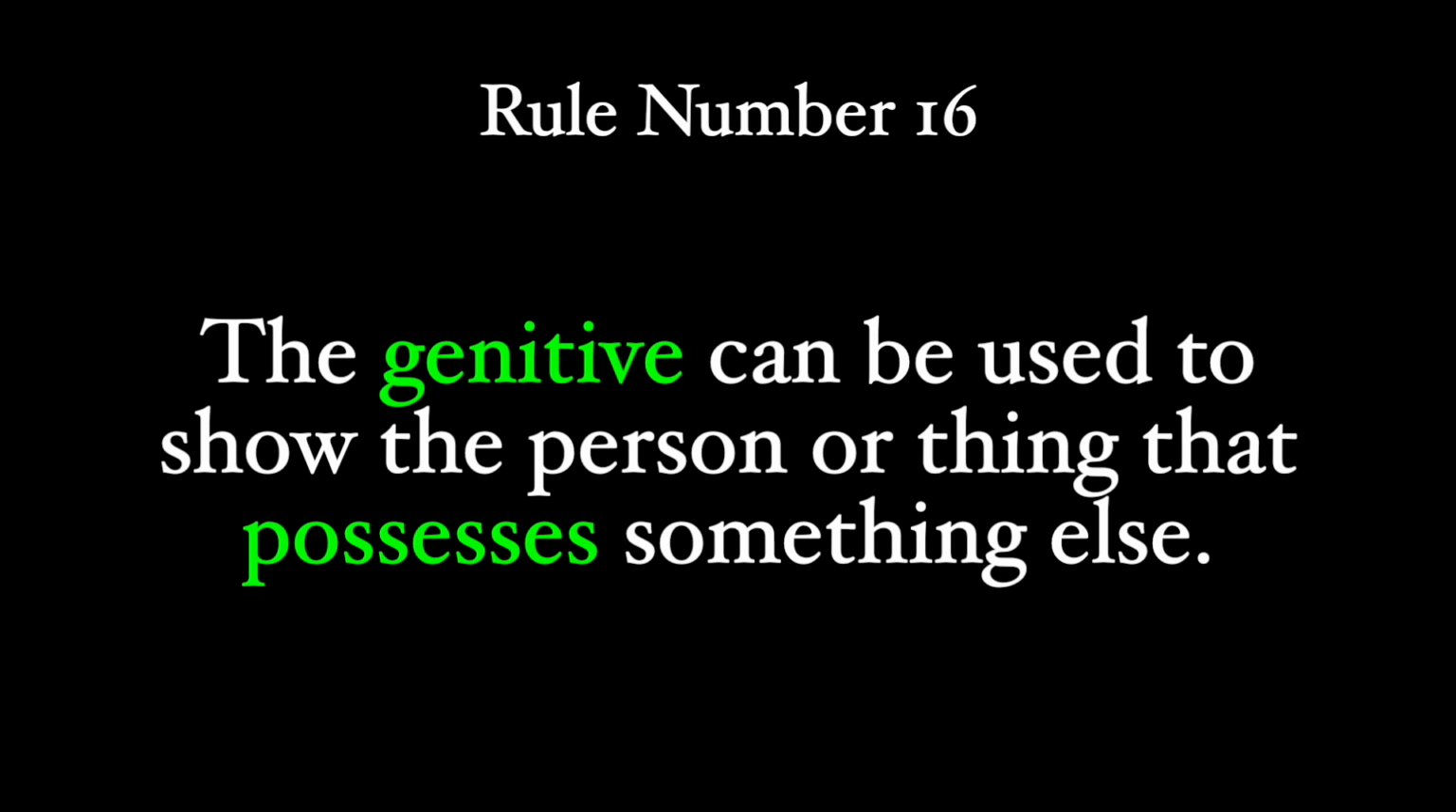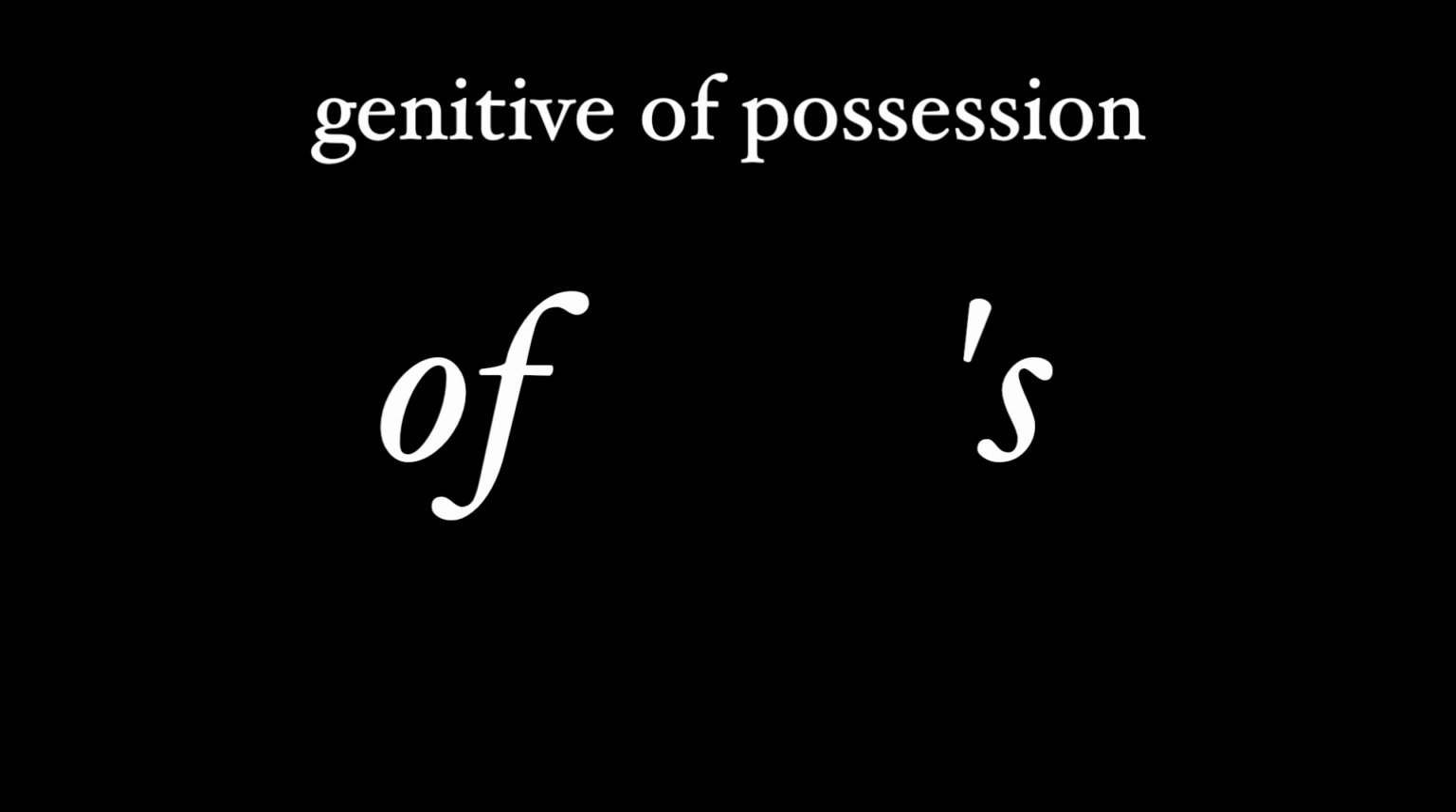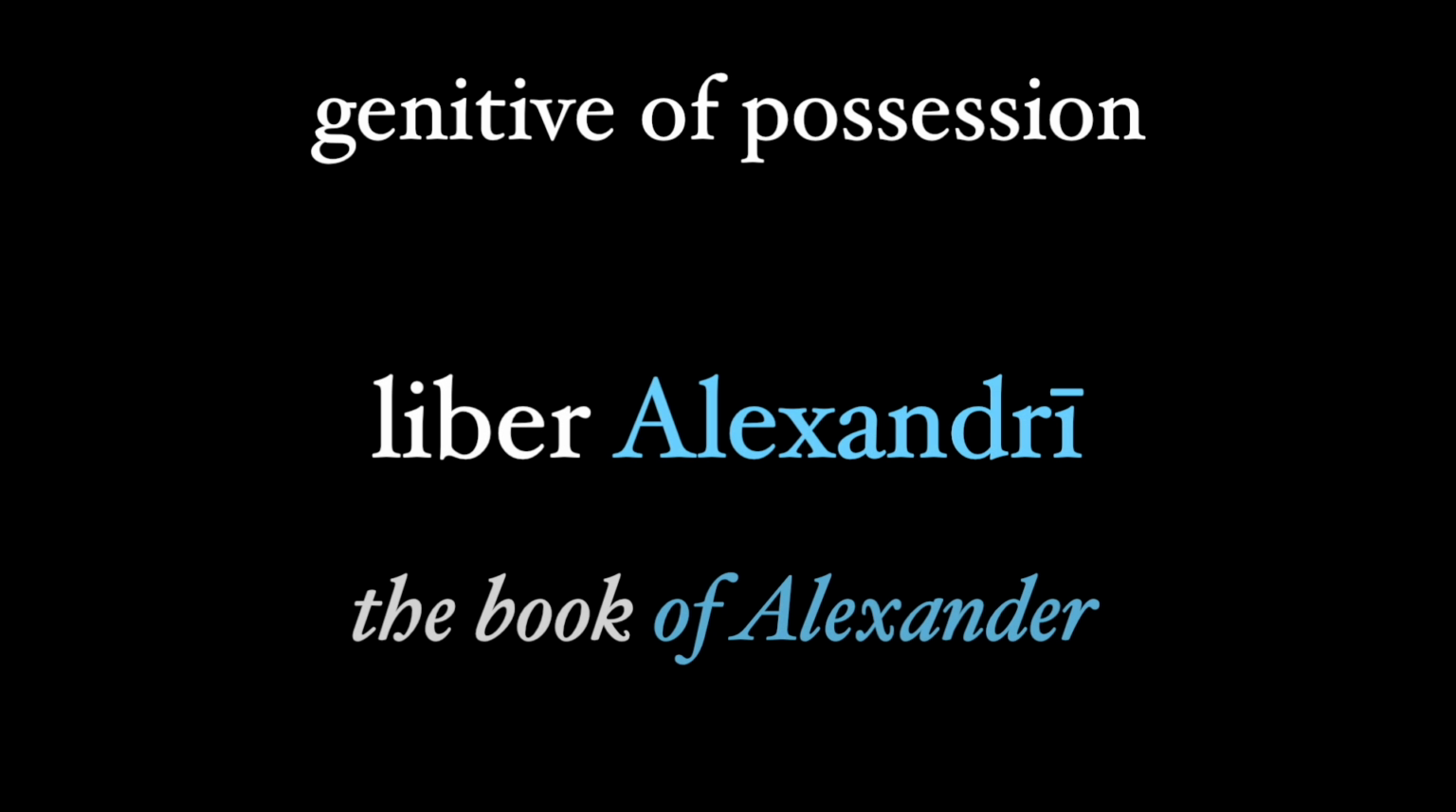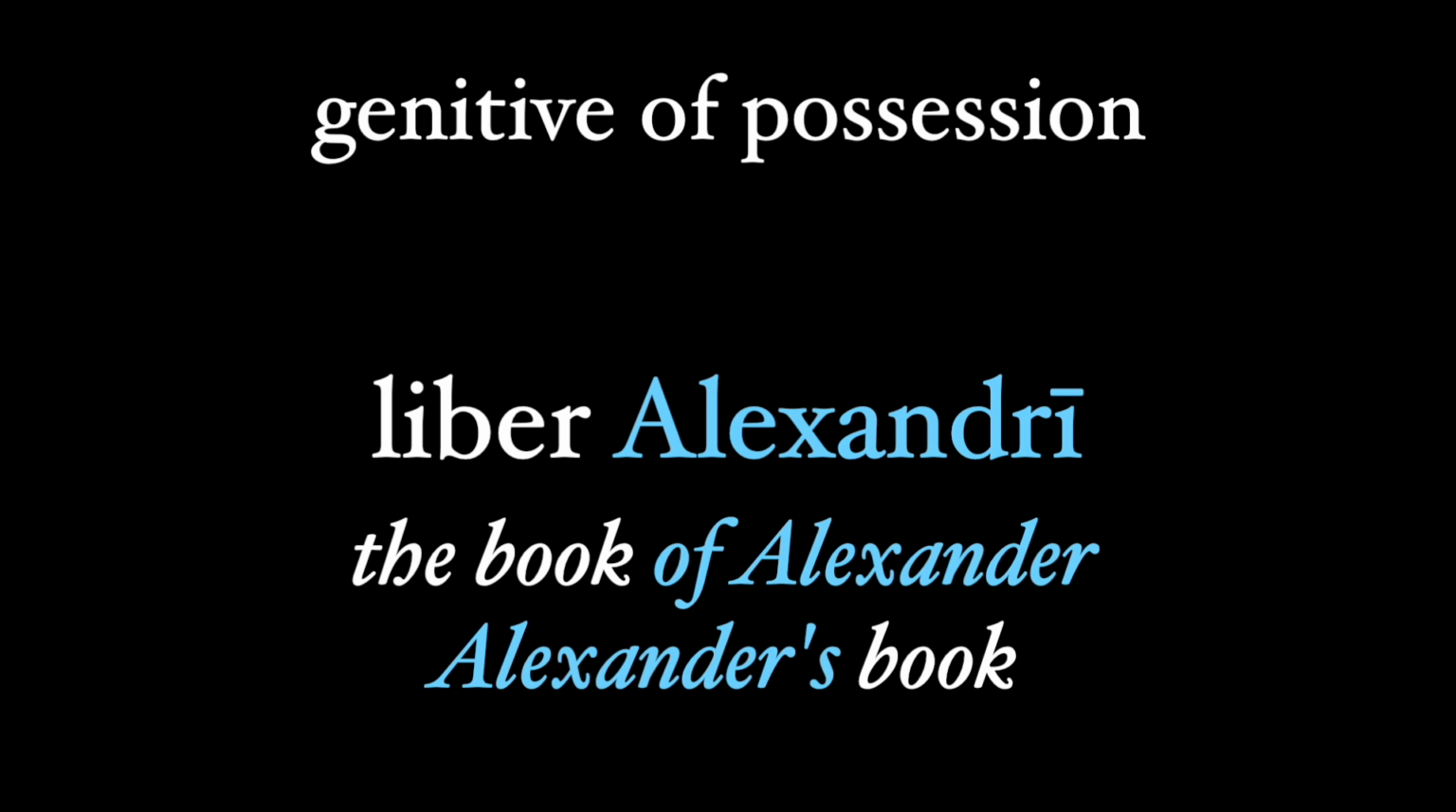Rule number 16. The genitive can be used to show the person or thing that possesses something else. This is called the genitive of possession, and let me show you some examples of how it works. We are going to translate the genitive noun with the "of" preposition, but the apostrophe s also works well in English. Liber Alexandri, the book of Alexander, or Alexander's book.